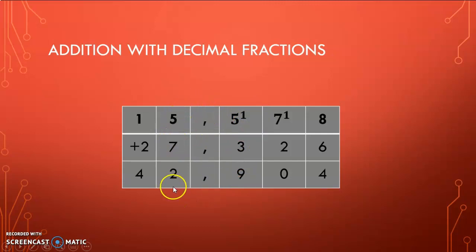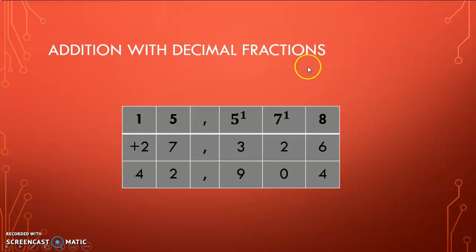5 plus 7 is 12. I write my 2. I carry my 1 over, which I didn't. Can you see? But I remember it. 1 plus 2 is 3. Plus 1 is 4. So my answer is 42,904. Very important. It works.